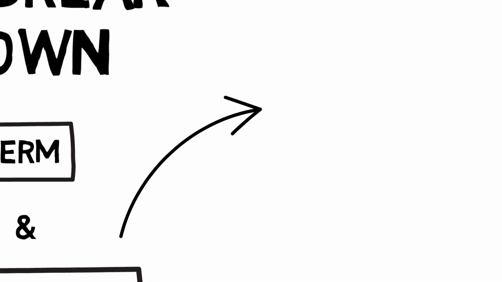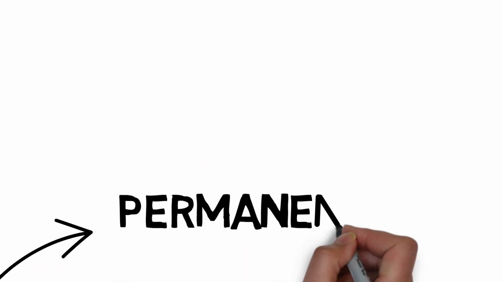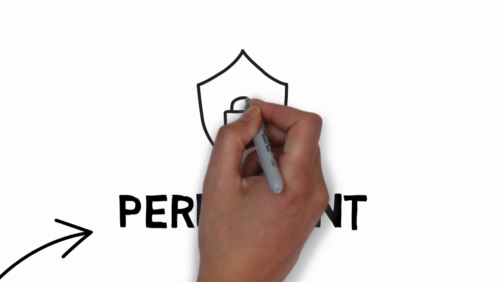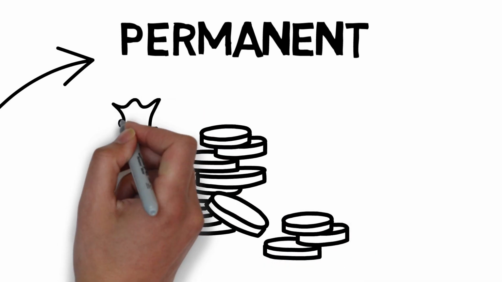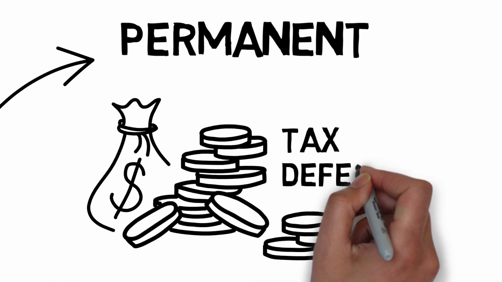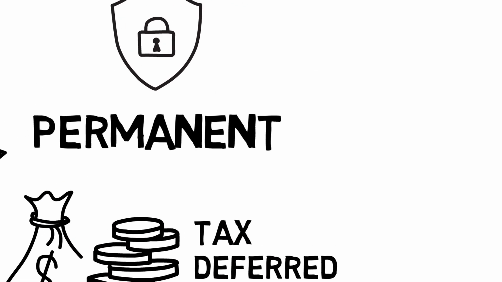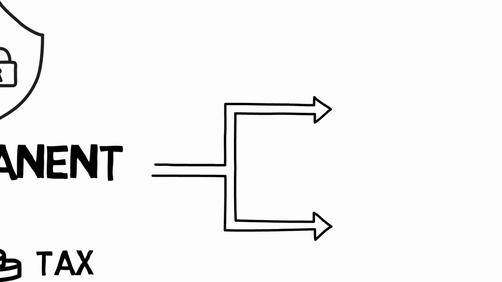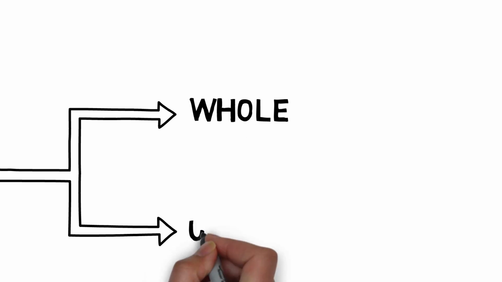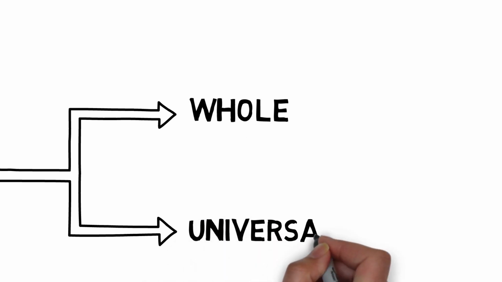Next, let's talk about permanent insurance. Permanent insurance is designed for long-term coverage, where the policy's cash value grows tax-deferred, and you have the ability to withdraw and/or borrow against the cash value without having to pay tax on the gains. When it comes to permanent life insurance, there are generally two types: whole life, which has a fixed premium payment, and universal life, which offers a flexible premium payment.